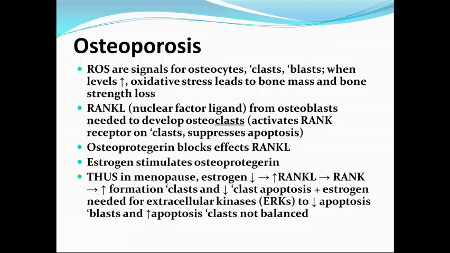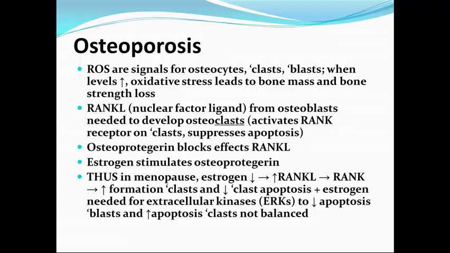is somewhat of a complicated process, but it starts with RANKL, and RANKL is a nuclear factor ligand that comes from the osteoblasts, and it's actually needed to develop osteoclasts. So as a result, there's increased bone resorption due to the increased development of osteoclasts and decreased clast apoptosis. Because what this RANKL does is it activates RANK receptors on the osteoclasts, therefore suppressing apoptosis. When this RANKL activates the RANK receptor on the clasts and suppresses apoptosis, you have an activation and prolongation of osteoclast survival. So you've got breakdown greater than production.